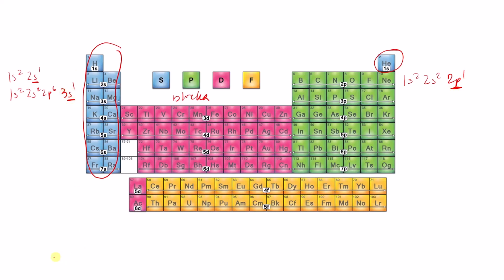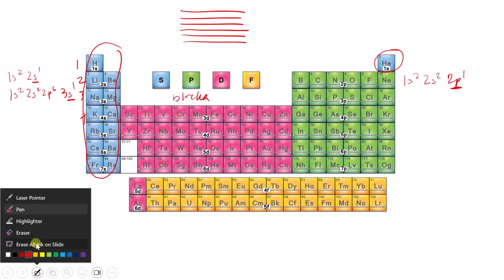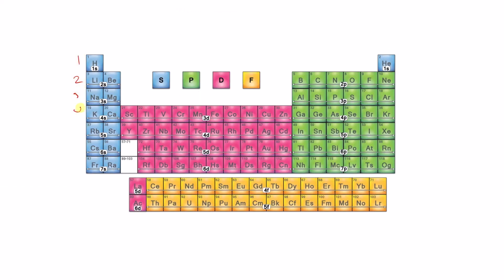Also, there are different patterns here. For example, we have the different periods over here. This is the first period. The periods are the horizontal rows on the table of elements. We have 7. This is period 1, period 2, period 3, period 4. Again, we have period 1, 2, 3, 4, 5, 6, 7. For example, lithium is in the second period. As you can observe, for the electron configuration of lithium, we have 1s2, 2s1.